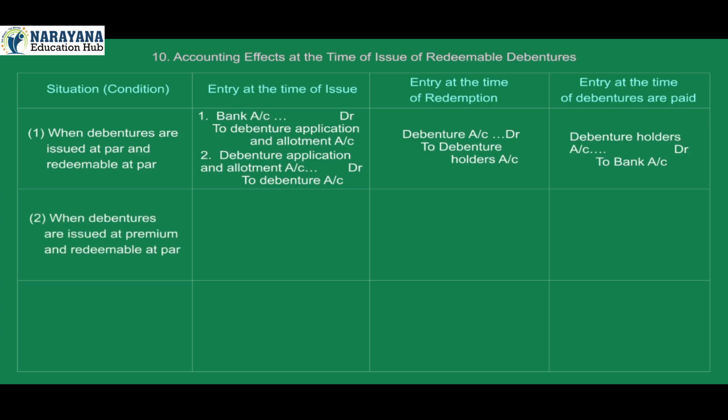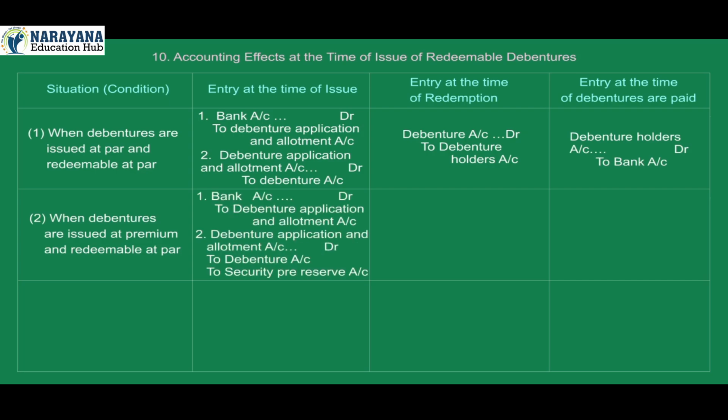2. When debentures are issued at premium and redeemable at par. 1. Bank account debit to debenture application and allotment account credit. 2. Debenture application and allotment account debit to debenture account credit, to securities premium reserve account credit. Debenture account debit to debenture holders account credit. Debenture holders account debit to bank account credit.